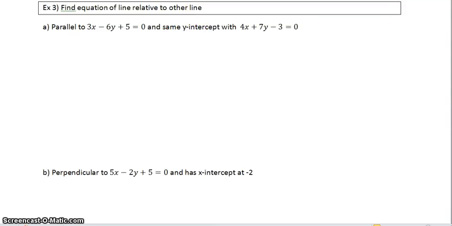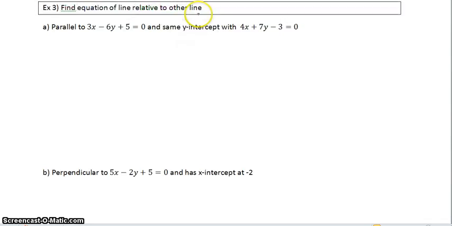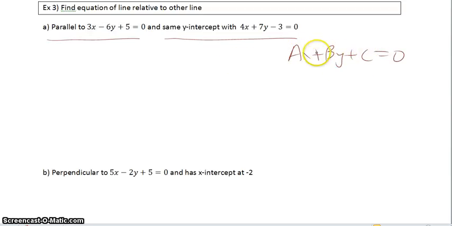The last question. I am given information about some other line and then need to find an equation of a line relative to the other line. For example, find an equation of a line that is parallel to this one and has the same y-intercept as that one. These are in general form, which we learned about, so let's work with the general form. If I put it in the slope-intercept form, I'll move these two to the other side and divide everything by b.